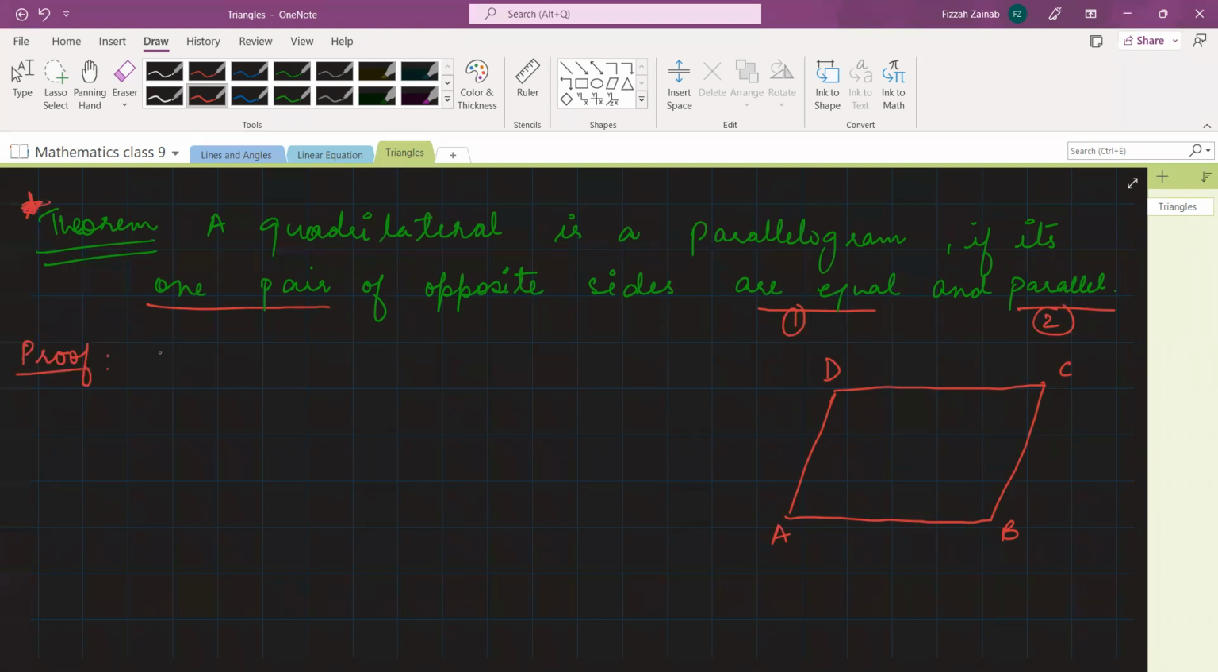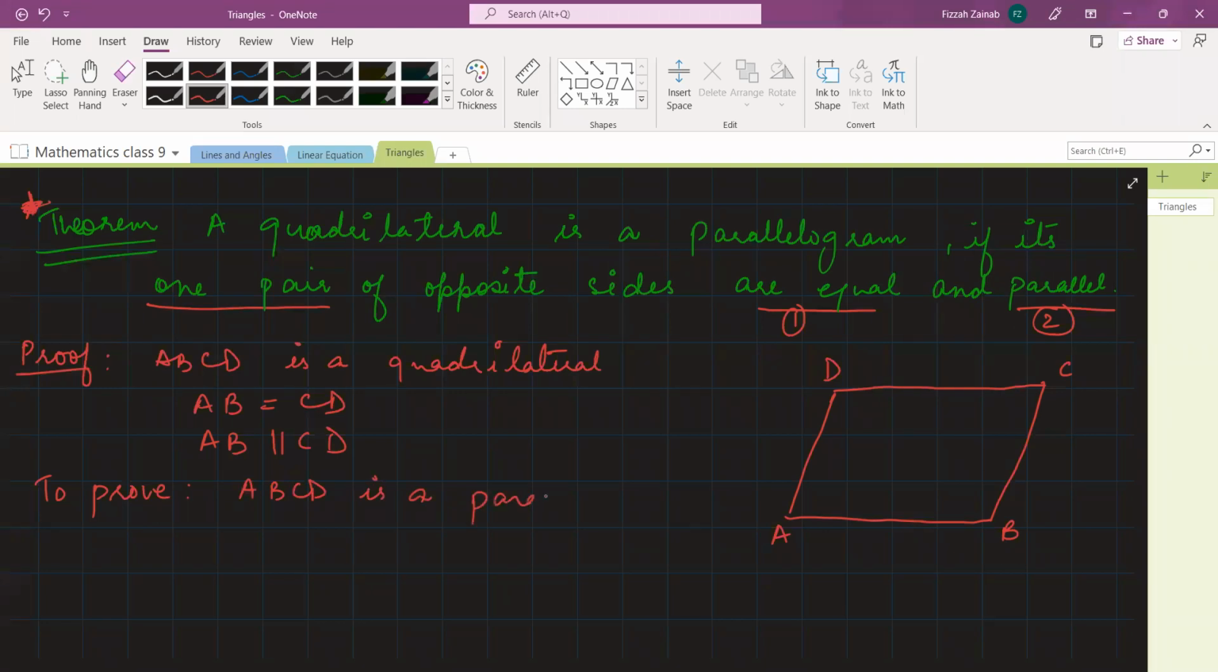Now what is given here? ABCD is a quadrilateral, right? So we have to show that it is a parallelogram. So we write it as a quadrilateral. And one pair of sides is equal. So AB is equal to CD and it is parallel. So AB is parallel to CD. This much is all given. Now we have to prove that it is a parallelogram. So we have to prove that ABCD is a parallelogram.